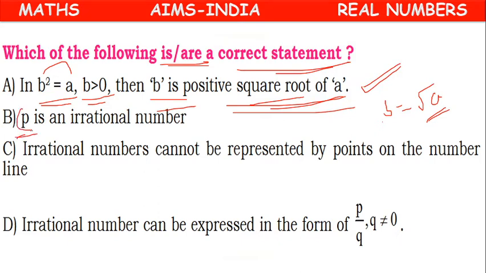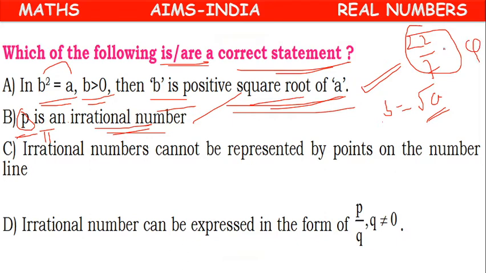Please make a change, children. It is not a P, it is pi. Pi is an irrational number. True, because the pi value is neither terminating nor repeating. Pi means it's not 22 by 7. 22 by 7 is a rational number because it is a non-terminating repeating decimal.